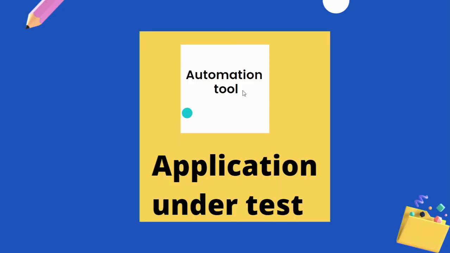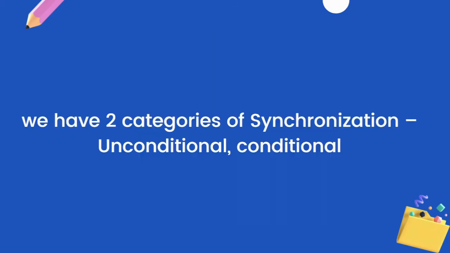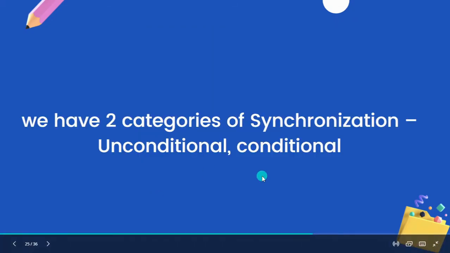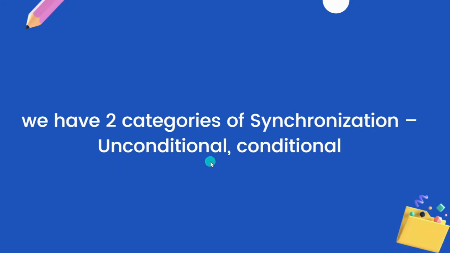We always need to make sure that both the automation tool and the application under test move at the same speed so that we will not face any errors in finding our web elements. For doing so, we have to design our scripts in such a way that these two run in parallel. So this is all about synchronization, and we have two categories of synchronization: unconditional and conditional.